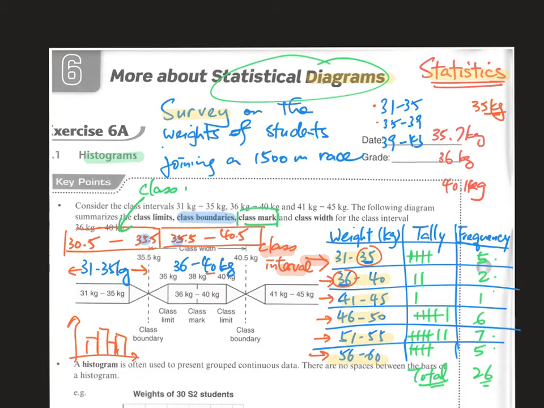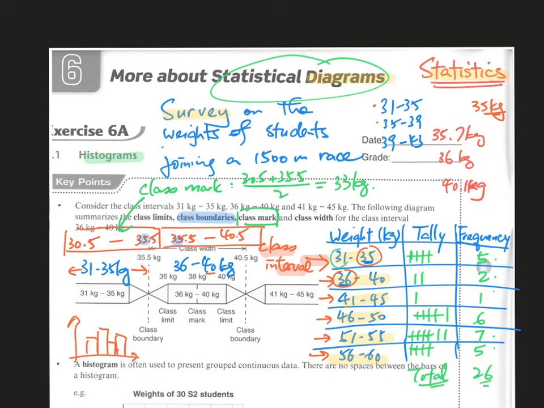How we find the class mark is by taking an average of the first number and the second number, which means 30.5 plus 35.5 over 2, in which the answer will give you 33 kg.